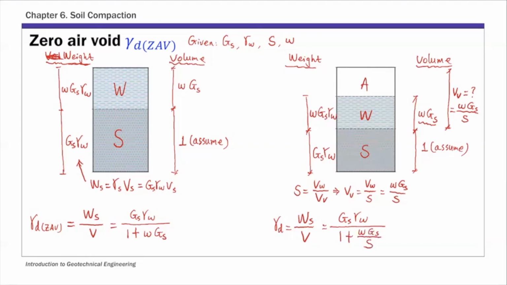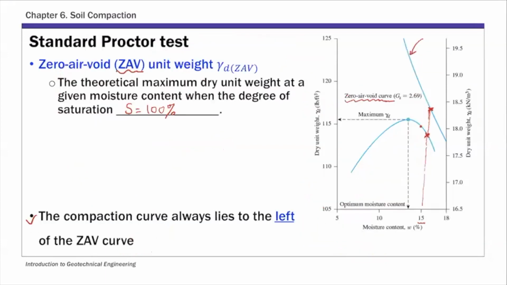If you look at your textbooks, both expressions are in your textbook. And here I'm just using the phase diagram to show you how you can derive these two relationships from basic definitions and the phase diagram. So that's the gamma D ZAV, and that's basically how you obtain this curve right here. So this is the ZAV curve. You can use that expression to calculate gamma D ZAV.